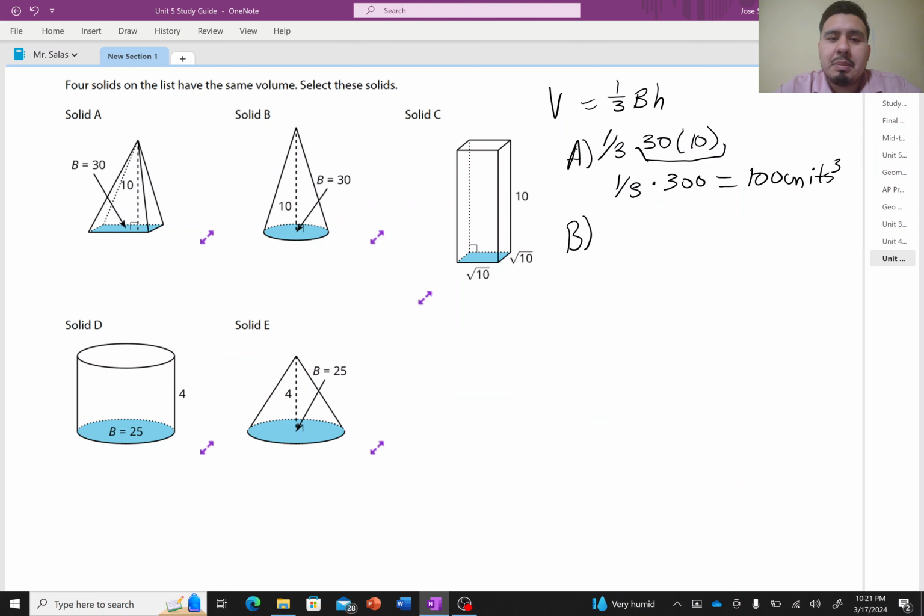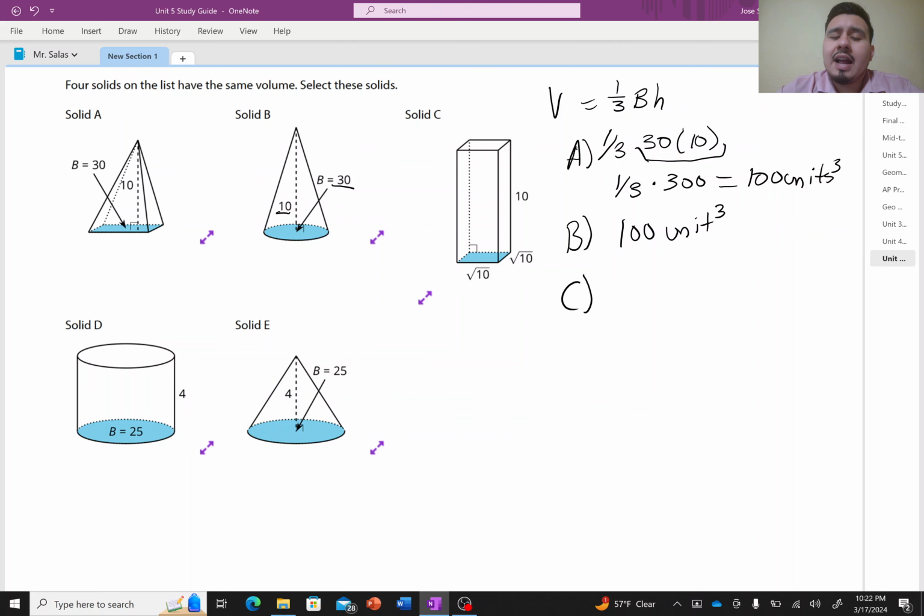Okay, solid B is a cone. The cone uses the same formula. So I already know that the base is 30 and the height is 10. So I'm going to get also 100 units. Why am I going to do extra work if I know that they have the same volume, right? Okay, perfect.